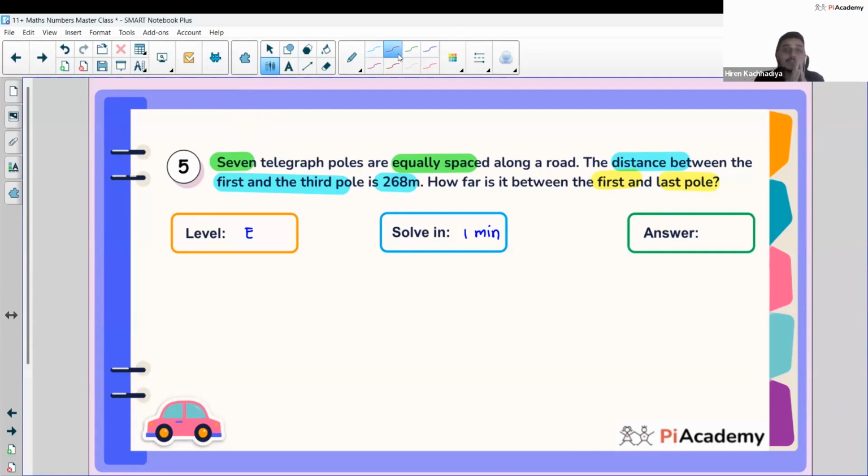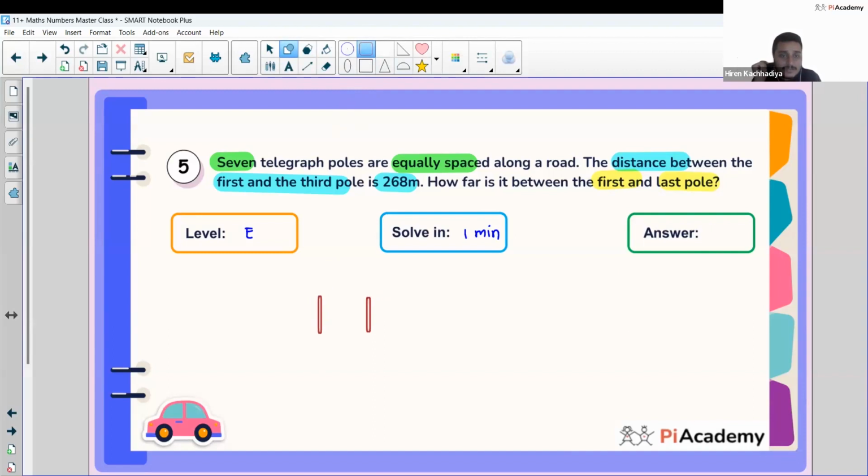So let's do this together, okay? As I already told you, this is an easy calculation, okay? So you have to think about why I'm saying it's easy, okay? There is something that you are missing. Let's say 7 telegraph poles, equal space. So here I need to create the poles, okay? So let's say this is my first pole, okay?